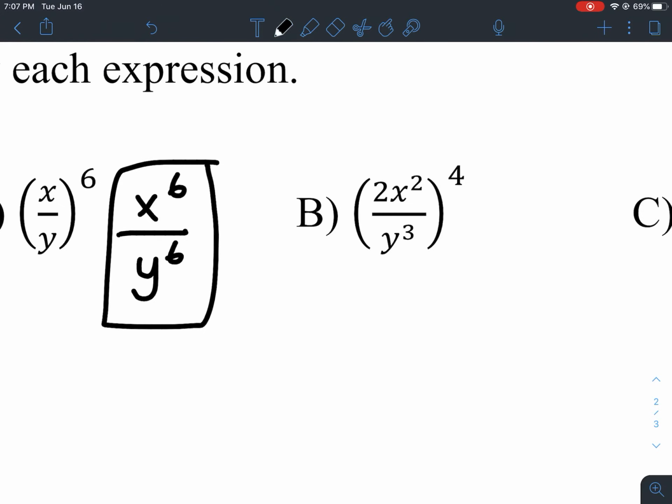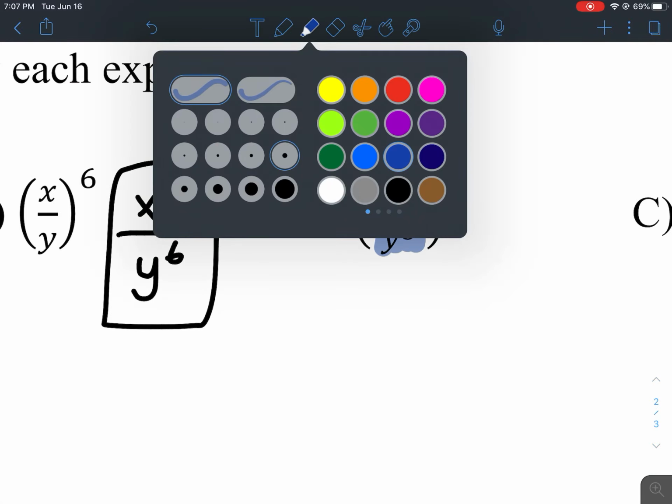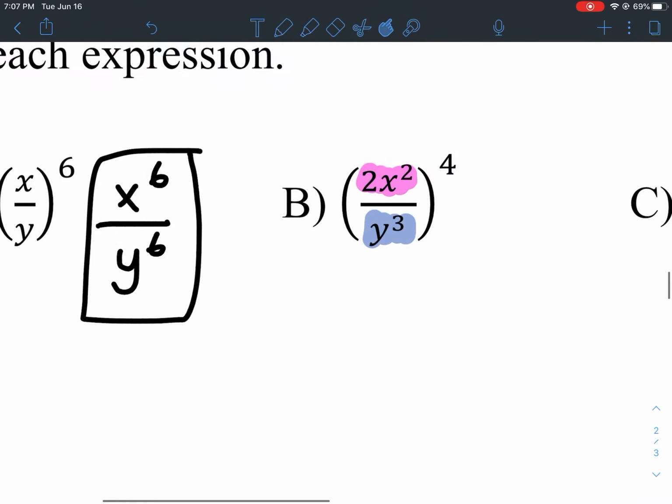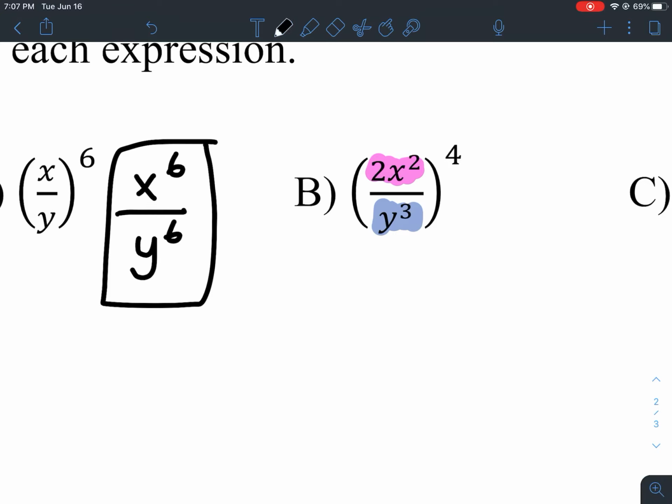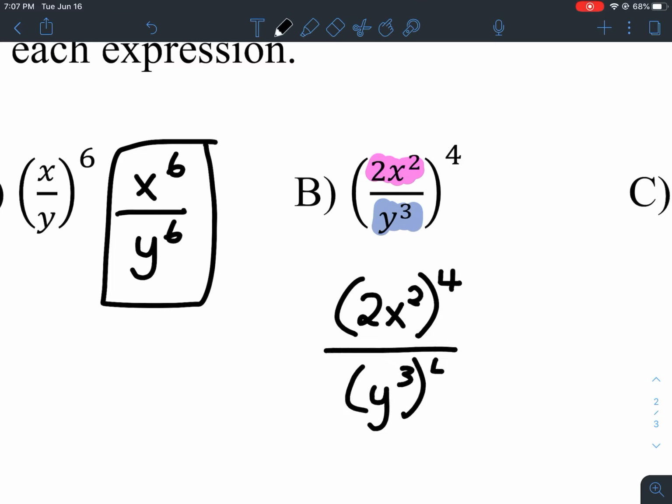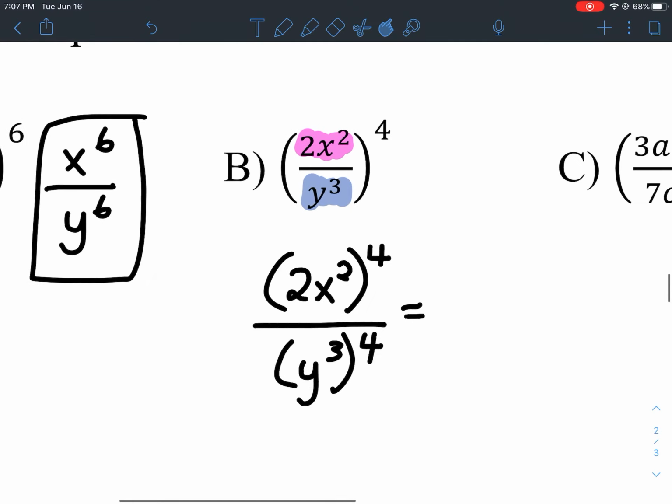In our next problem here, we're again simplifying our numerator and denominator separately here, and they're both being raised to the 4th power. So I'm going to rewrite this one so it's a little easier to see. I have 2x squared being raised to the 4th power, and I also have y to the 3rd being raised to the 4th power. And these are just basic power rule problems that you've seen before.